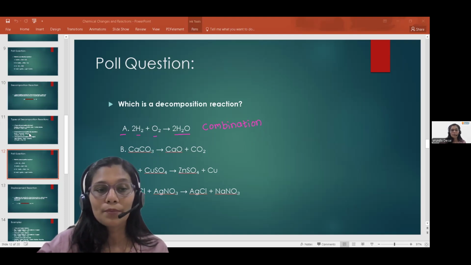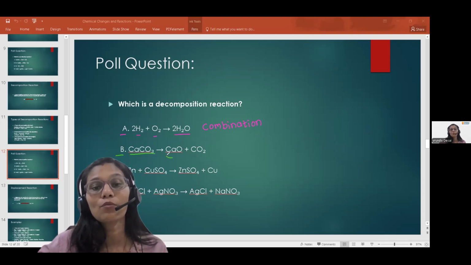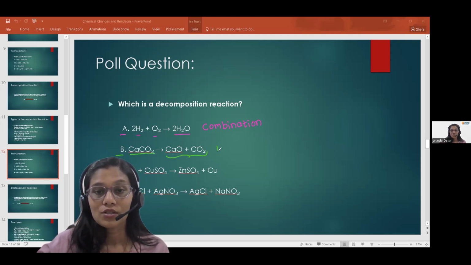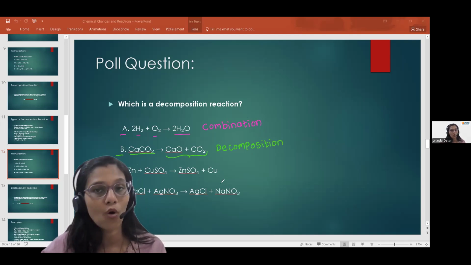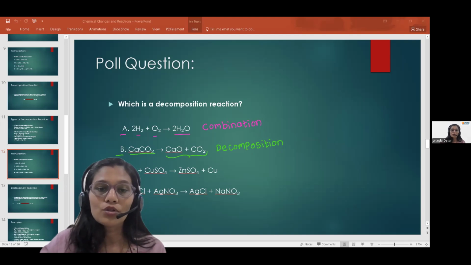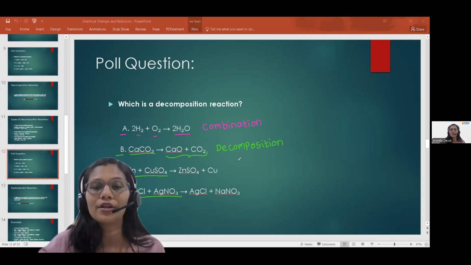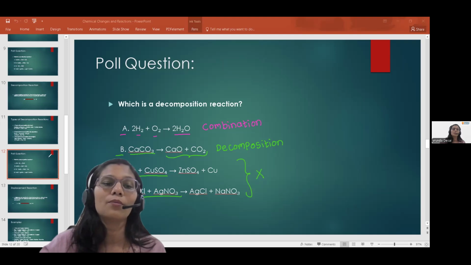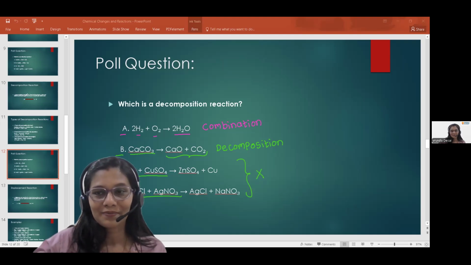In case of option B, there is a single reactant and more than one product. So yes, this can be decomposition reaction. Calcium carbonate, on heating, will break down into calcium oxide and carbon dioxide. Right? So it is a thermal decomposition reaction. In option C, we can see there are more than one reactant. In option D, also more than one reactant. So they are not decomposition reaction.